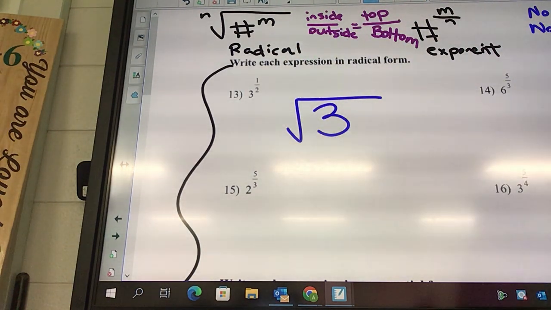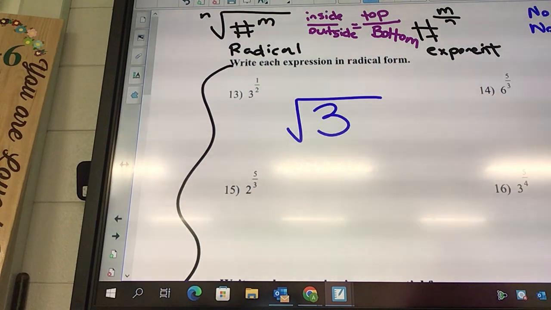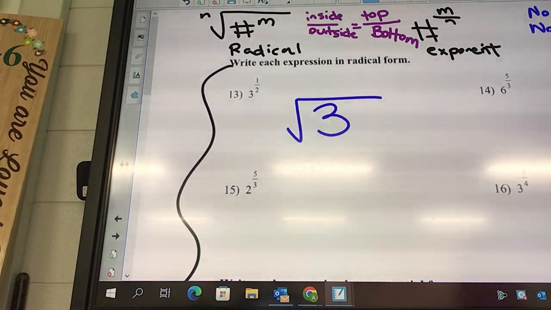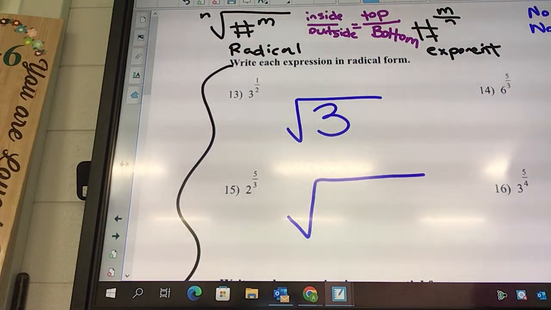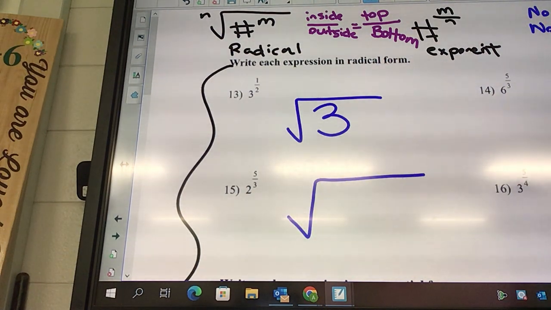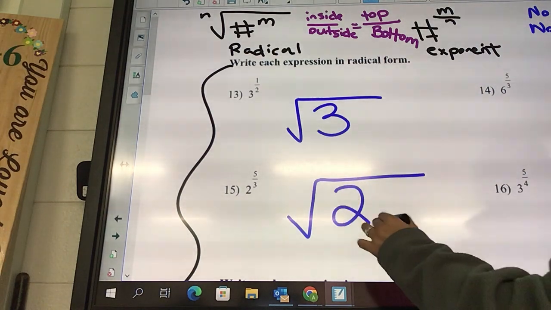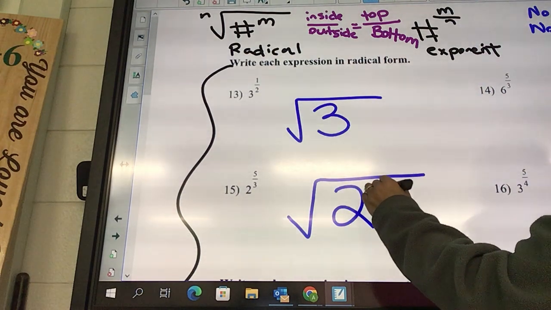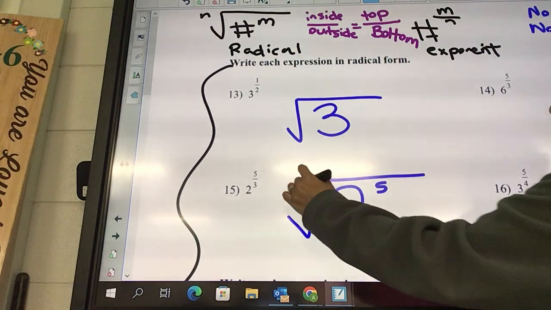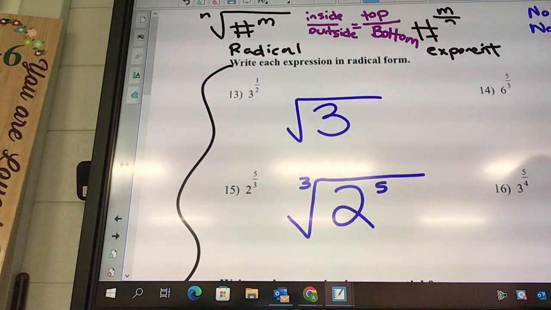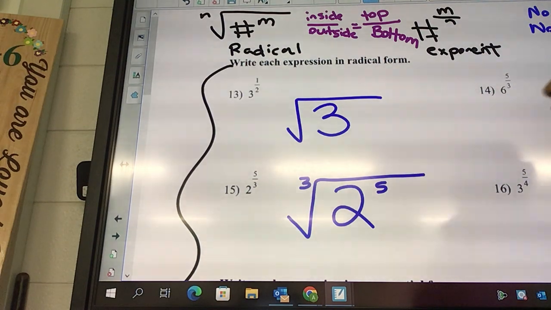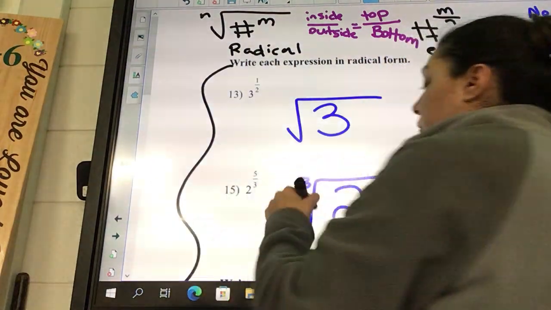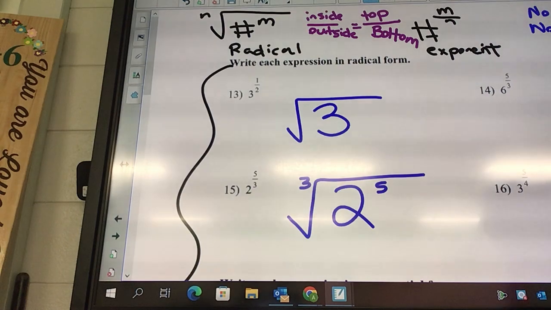Now can I have a 2 on the inside? Yeah. But I cannot have a 2 on the outside. So 15. What's going to be my big number? 2. What's going on the inside? 5. Outside? 3. Can you tell my baby numbers from my big number? That's how they should look. So if you can't write tiny, then draw your radical very, very big.